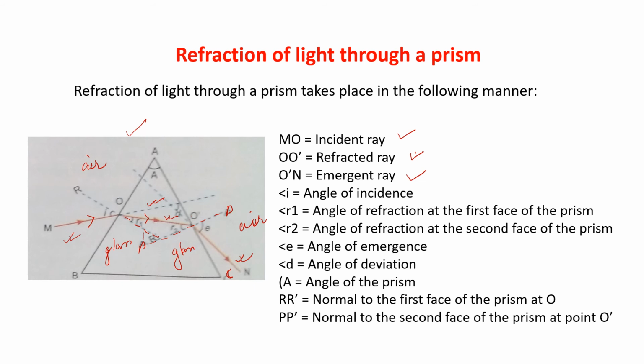Clear? Now, this is your angle I. This is angle of incidence. R1, this angle R1 is known as angle of refraction at the first face of the prism. R2, this one is R2. R2 is the angle of refraction at the second face of the prism. Angle E is known as angle of emergence. Angle D is the angle of deviation.